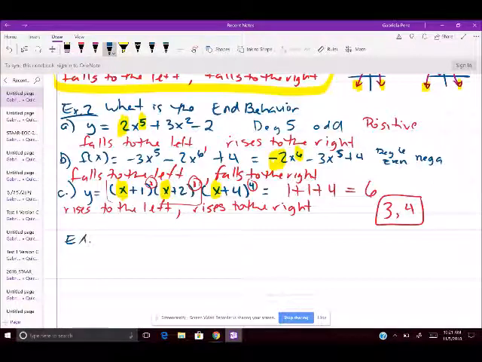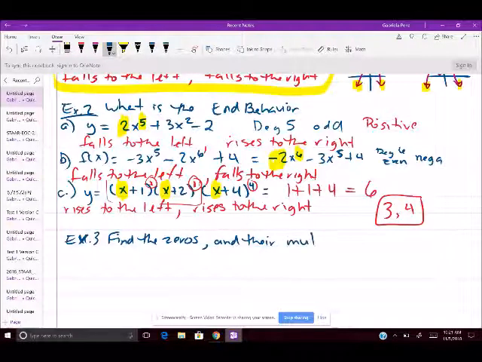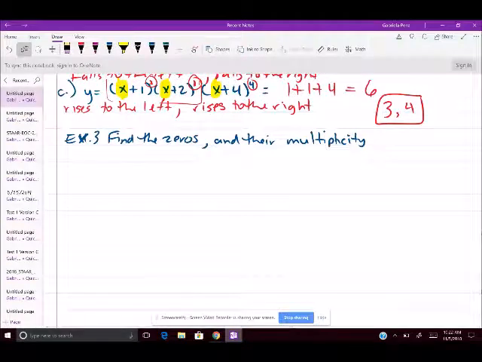So for example number 3, here we're going to find the zeros and their multiplicity. When you hear the word multiplicity, what do you think of? Multiplication. And multiplication means how many times it multiplies or it happens. So we're trying to see how many times each of these happens. Okay?